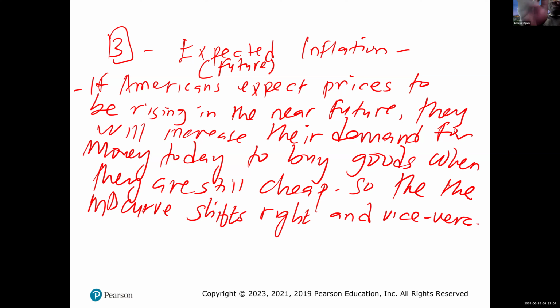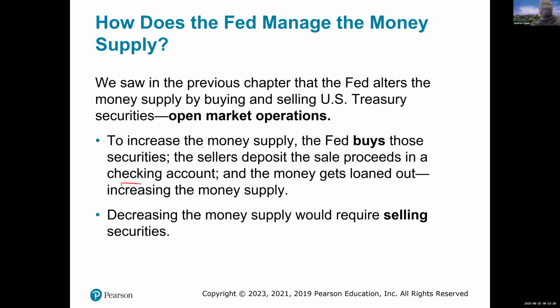And vice versa. Vice versa means that if Americans are anticipating that in the near future, prices are going to be falling instead of increasing, that means things are going to be cheaper in the near future. Then they're going to stop buying today. They're going to maybe wait a little bit. When prices fall, your family is going to want to buy when it's cheap. So when they're waiting, that means the demand for money today is going to fall. Okay, so that's how you connect those dots.